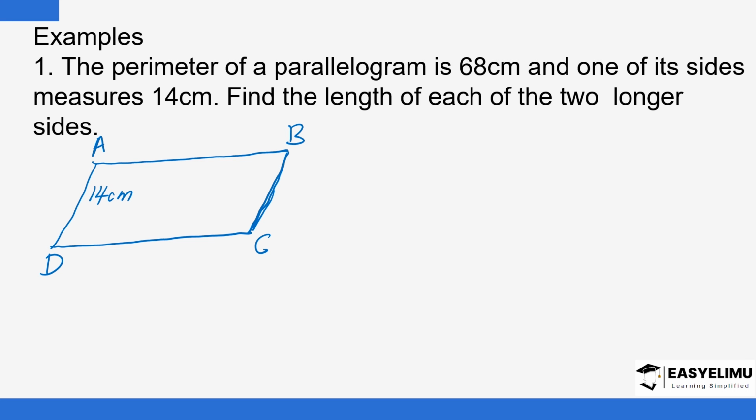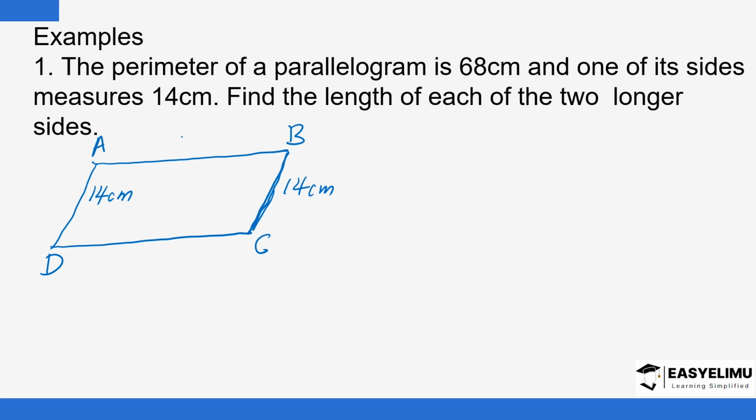If this 14 centimeters is taken to be AD, then the opposite side to AD should be BC, so this is supposed to be 14 centimeters. Now the other two longer sides, in the process of doing your calculations, you may realize that the value you find for AB could be shorter. In that case, it simply means that your assumption wasn't right, so you simply interchange, you switch them.